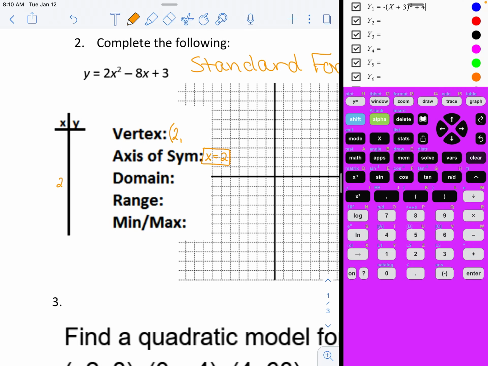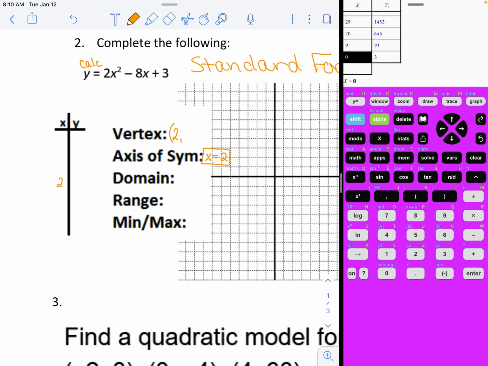So just doing that work is a huge help. I can put it in my y equals in my calculator. I'll even write that there. You should write that there too. So we have 2x squared minus 8x plus 3, then shift and graph. And I know that I've got to go a little lower and a little higher. So 0, 1, 2, 3, and 4. 0 gives me 3. 1 gives me -3. Oops.